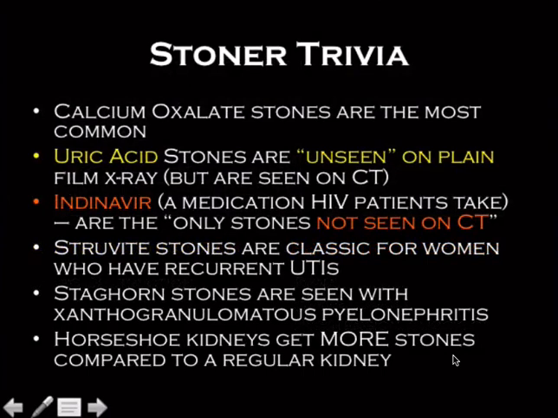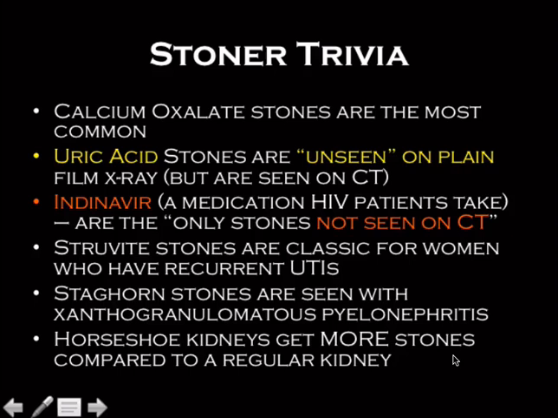So let's talk quickly about some high-yield trivia regarding renal stones. These are the 6 things that I would know. Calcium oxalate's the most common. Uric acid is unseen on plain film, U for U. Uric acid unseen, and that's on plain film. Now what about CT? CT will pick up all the stones except for the indinavir stone, which is a protease inhibitor that HIV patients take. Because it's the only stone that does this, it makes for a great question. Remember, exceptions to rules make great questions.